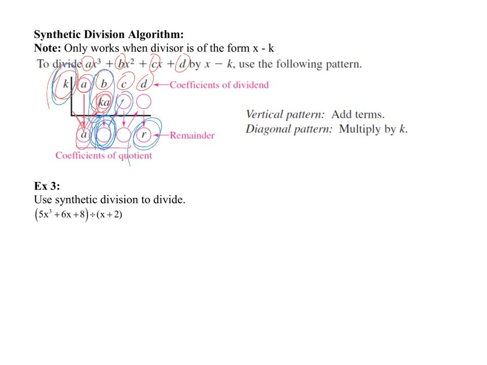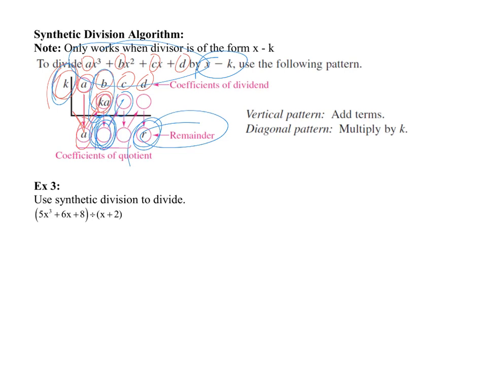If your remainder is 0, that means that whatever you have here is actually a zero or a solution for this polynomial. It's a root. But we'll get to that down the road. Now use synthetic division to divide.